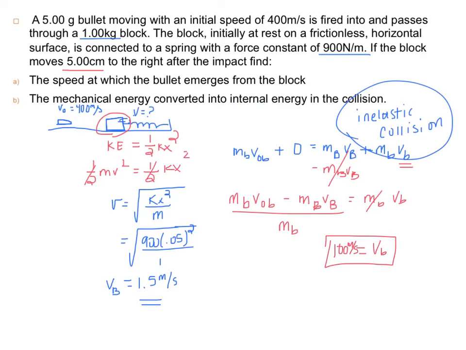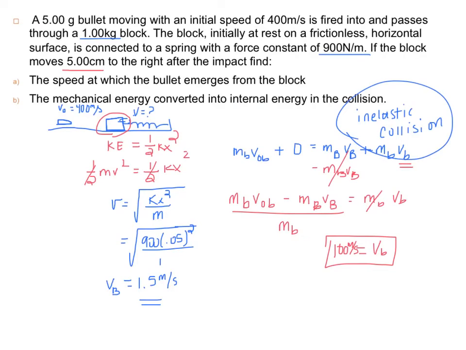Now, the last part asks us to solve for the mechanical energy converted into internal energy in the collision. That means because this is an inelastic collision, we did lose energy due to the interaction between our bullet and our block. So what we can do is find the kinetic energy at the beginning, find the kinetic energy at the end, and then figure out what the difference is between the two, and that's the amount of energy that we lost to our environment.